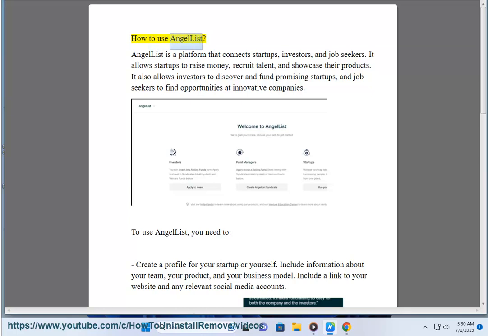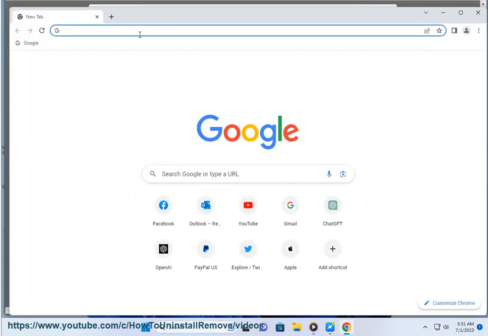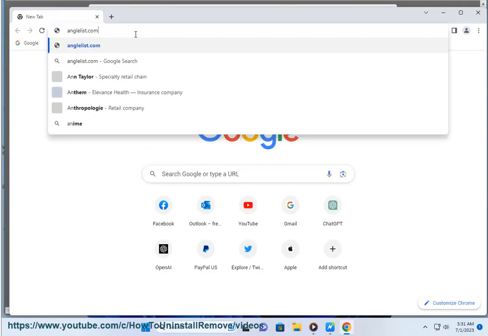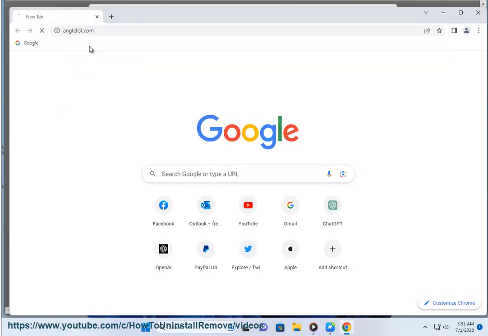How to use AngelList. AngelList is a platform that connects startups, investors, and job seekers. It allows startups to raise money, recruit talent, and showcase their products. It also allows investors to discover and fund promising startups, and job seekers to find opportunities at innovative companies.